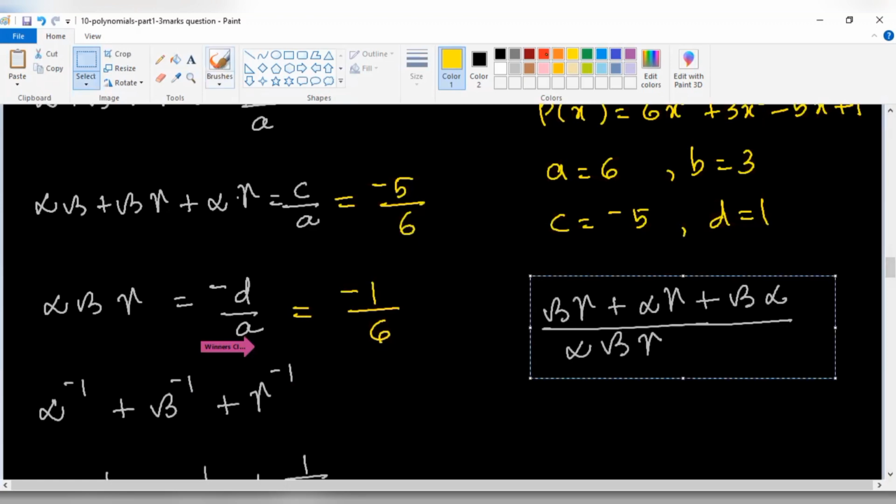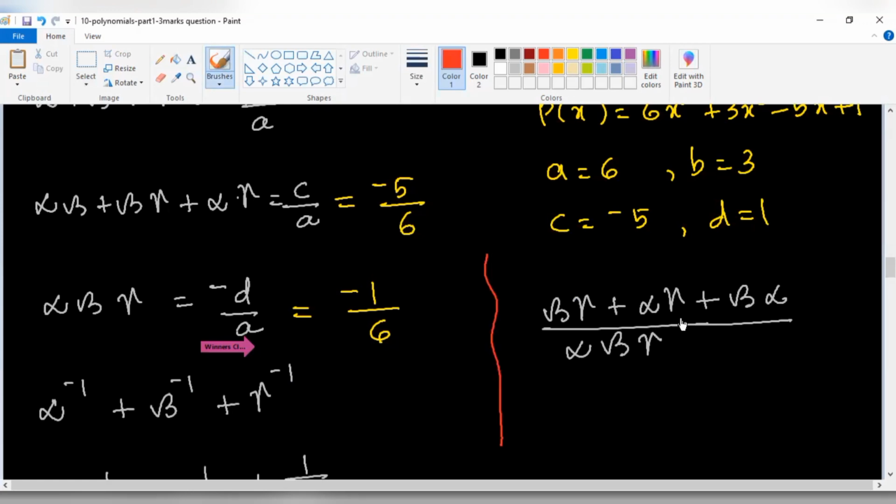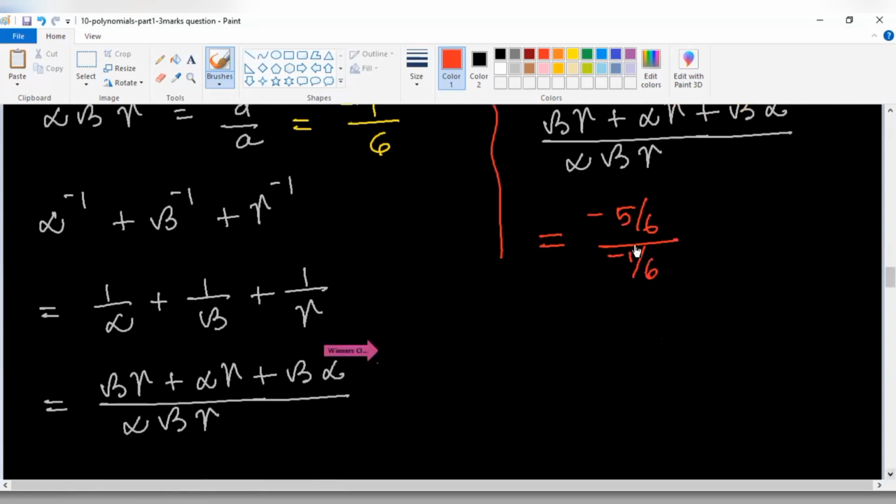Now alpha beta plus beta gamma plus alpha gamma, that is minus 5 by 6. So let us take it as minus 5 by 6 divided by alpha beta gamma, which is minus 1 by 6. So 6 is the denominator in both parts, right? Numerator and denominator both have 6, so we can cancel, and negative number by negative number is positive. So the final answer is 5.